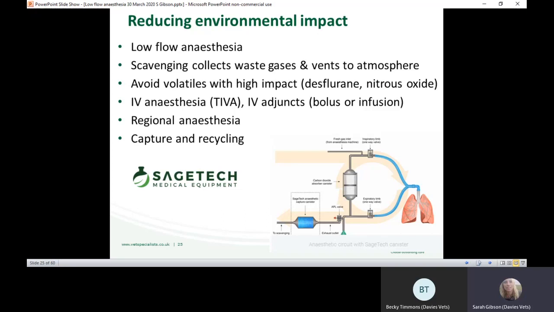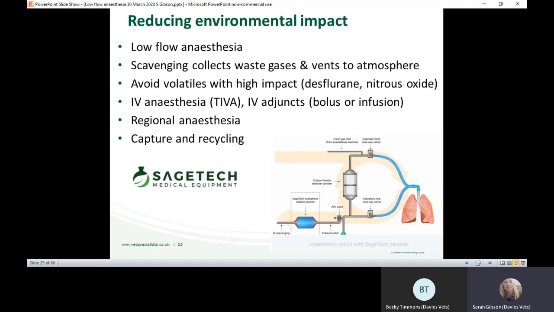So less than 5% of inhalational agents are metabolized. Most of the volatiles and anaesthetic agents we use are vented straight back into the atmosphere by scavenging systems. So the less we use and waste, the better. Ways we can reduce our waste are to use low-flow anaesthesia, which we will discuss in a lot more detail. We should avoid volatiles with a high environmental impact. As we saw in the earlier slide, desflurane and nitrous oxide are particularly bad for the atmosphere.